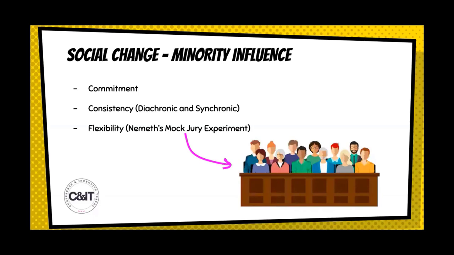So some say that you need to be consistent and you stand your ground. But then obviously you have flexibility in Nemeth's mock jury experiment, where they gathered a number of people to sit on a jury. And the idea was to try and get one person to be able to influence the majority. Now, they were arguing over the compensation of an individual who'd had a skiing accident. So the minority was pushing for a small amount, and the majority were pushing for a very large amount, and neither was changing.